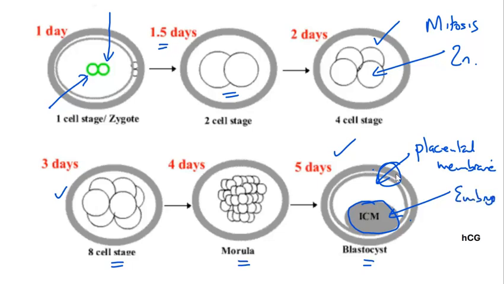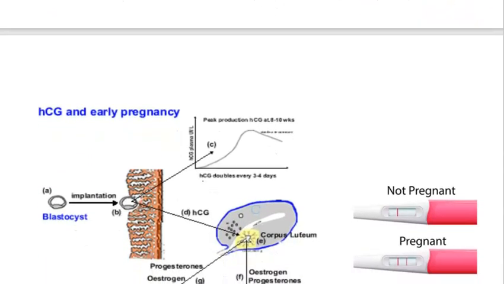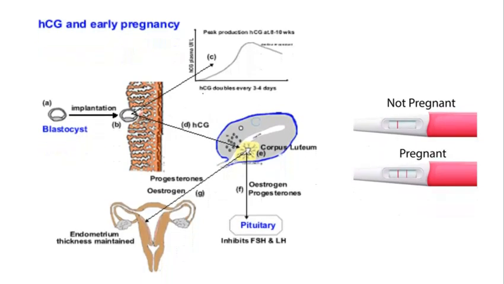And as it progresses to implanting into the wall of the uterus, it begins to secrete a hormone which is known as hCG, which stands for human chorionic gonadotropin. And this is going to be important in maintaining the lining of the uterus, the endometrium. Let's take a look at that in a little more detail.